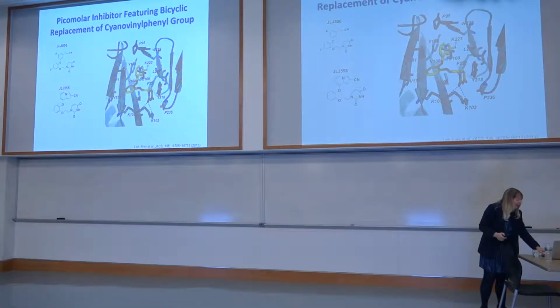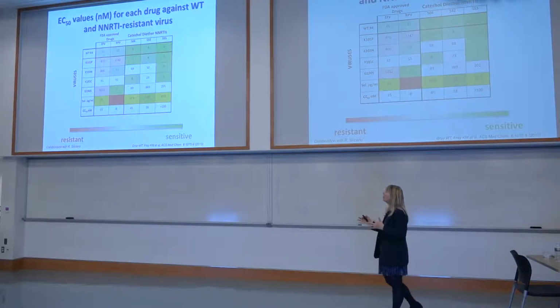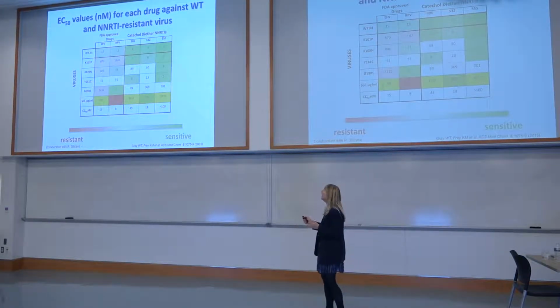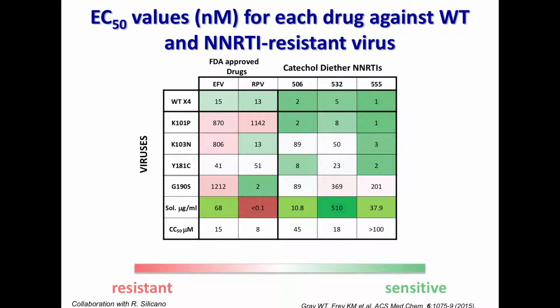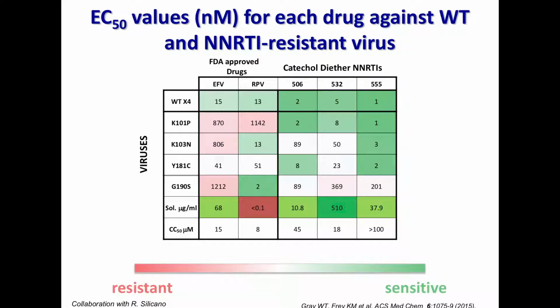The next slide summarizes some of these important properties, and what you want to see is green in all of the categories. What I've done here is compare these to the drugs that are currently on the market, the landscape in terms of the drug-resistant mutants, and what you see here is there are problematic issues, especially, for instance, with this K101P mutation, and our compounds.